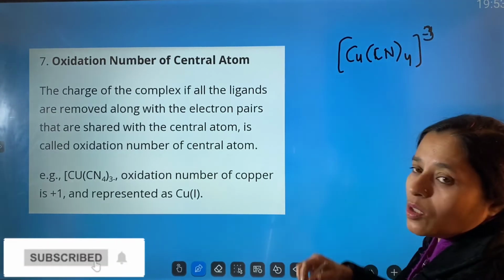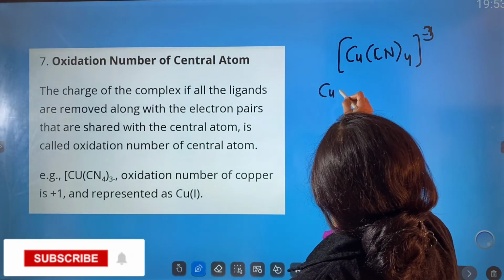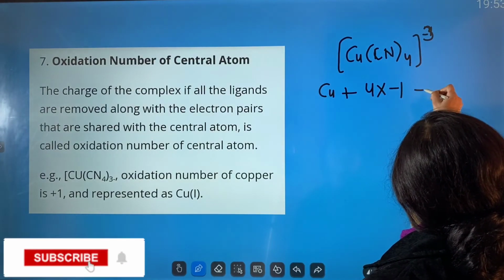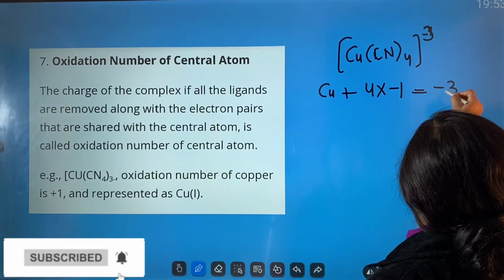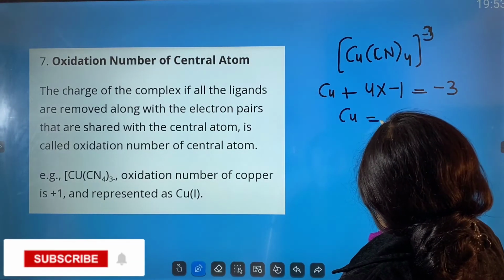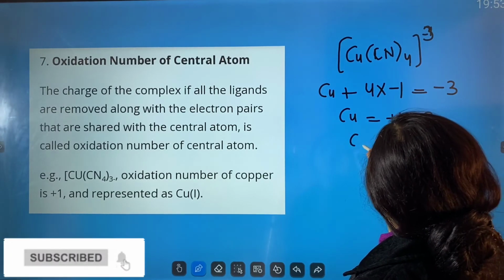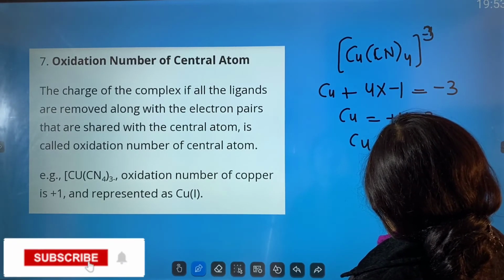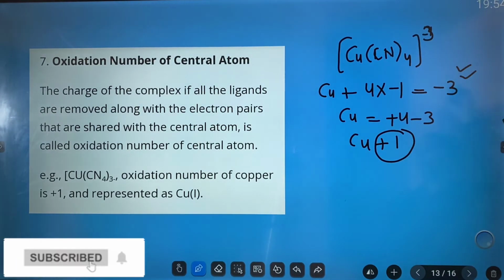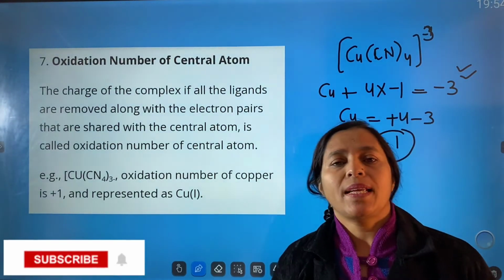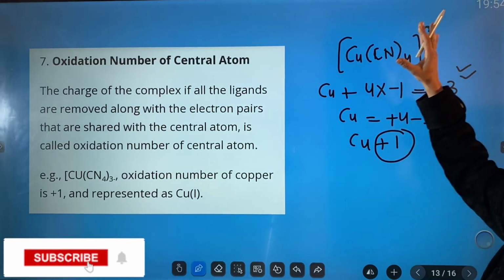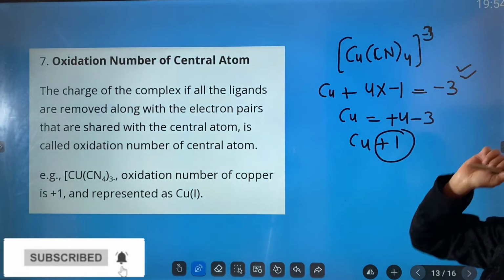So how will we find the oxidation number of copper? We'll take copper as x. The charge on the cyanide ion is -1. The total charge being -3, that is put after the equal to sign. Then we get the charge on the copper ion as +1. So in this way we are going to calculate the oxidation number of the central metal ion. If the charge is equal to 0, that is, the complex ion has no charge, then you have to put 0 here. Okay.